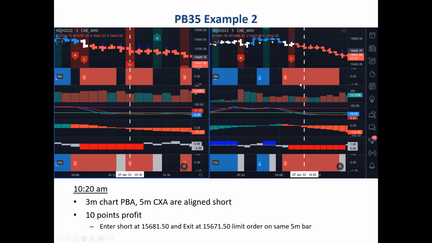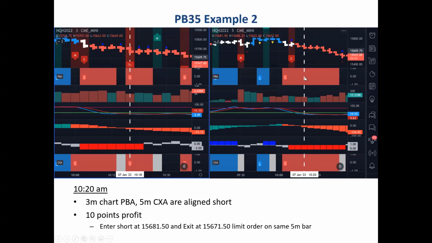So the 5-minute 10:20 bar opened at 15,681.50. You see that. We are going short. So we're setting a profit target to exit at 15,671.50. That would be 10 points off the open of the 5-minute bar. And in this case, it hit that for 10 points of profit. You can see there was a nice steady sell-off there.